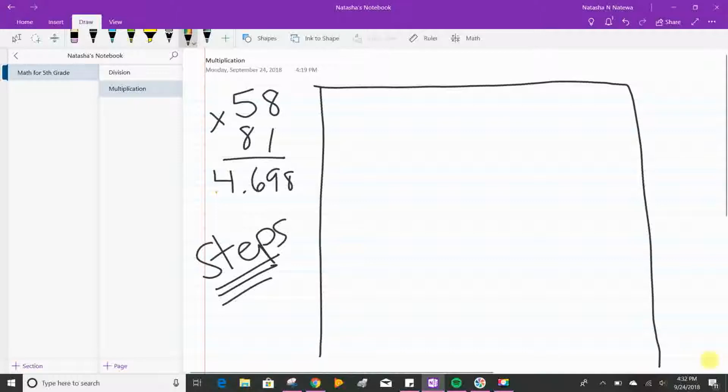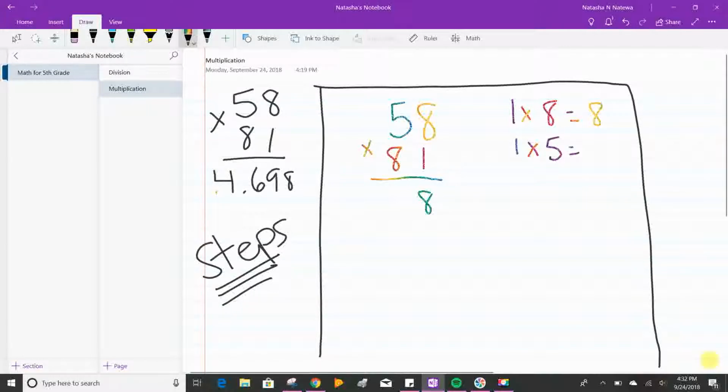So first things first, we're going to write the problem down. We're going to first multiply the ones. What is 1 times 8? 1 times 8 is 8. 8 goes down here. What is 1 times 5? It's 5. 5 goes down here.